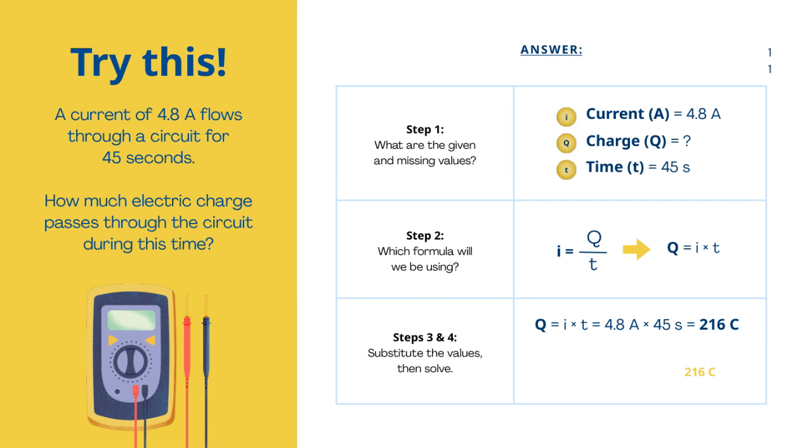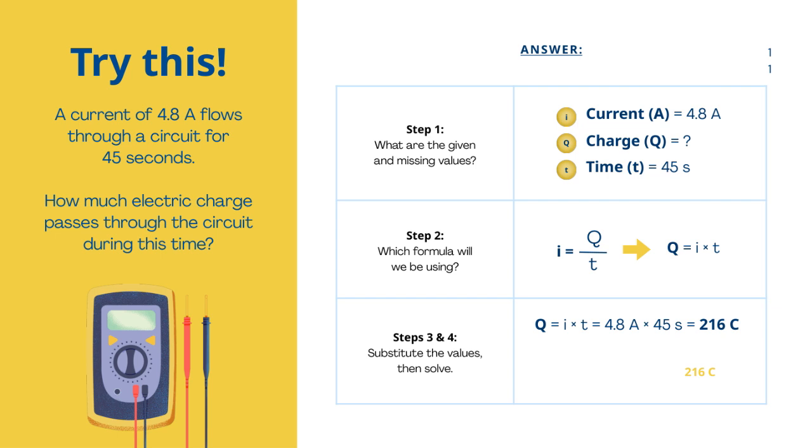This illustrates a crucial concept, the relationship between current, time, and charge. The greater the current or the longer it flows, the more charge passes through the circuit. Now, for this problem, we're asked to find out how much charge passes through during this period. Since we already know the current and the time, we just need to apply the formula, substitute the values, and solve.